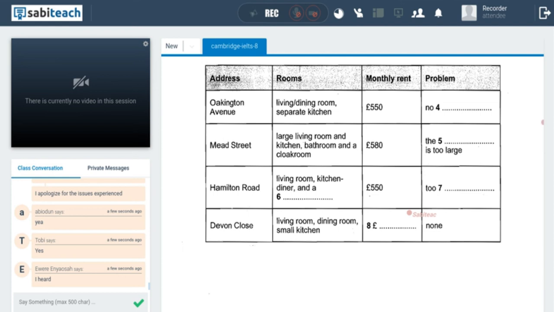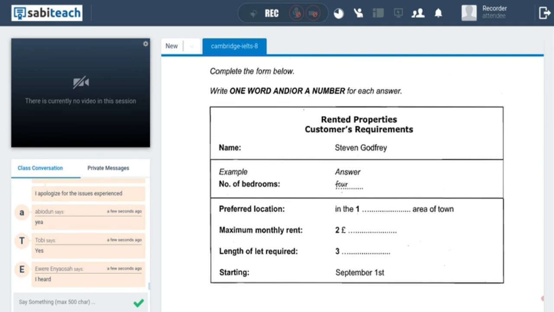You will see that there is an example that has been done for you. I'm interested in renting a house somewhere in the town. Right. Could I have your name, please? Yes, it's Stephen Godfrey. And tell me how many bedrooms you're looking for. Well, we'd need 4 because I'm going to share the house with 3 friends.